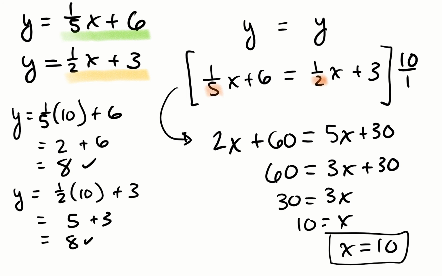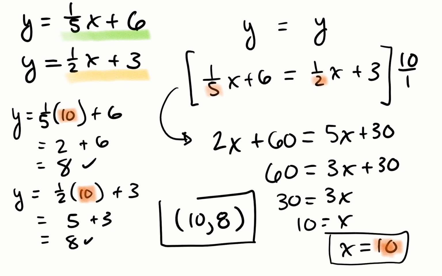So in both cases, when I plug in x is 10, they both tell me that y should be the number 8. Let me highlight that in orange. So when I put in that x is 10 here and here, both of those tell me that y should be the number 8. So my solution to this system is the point x is 10, y is the number 8.